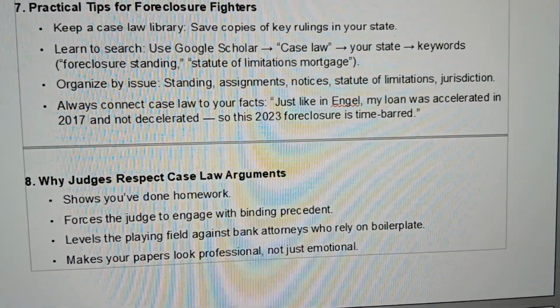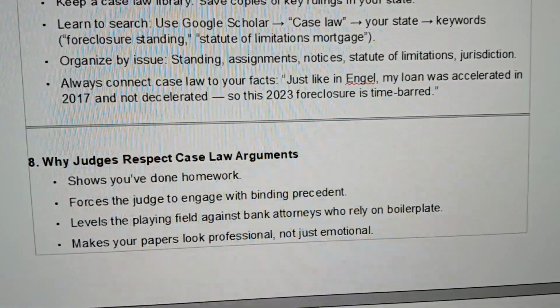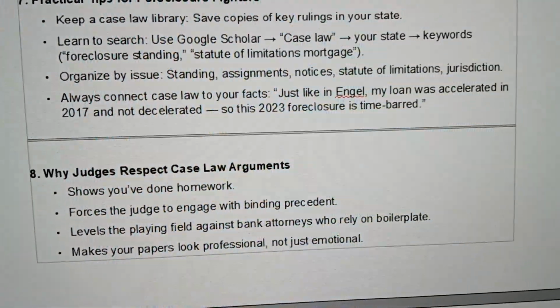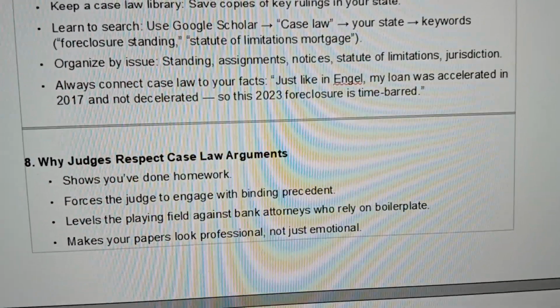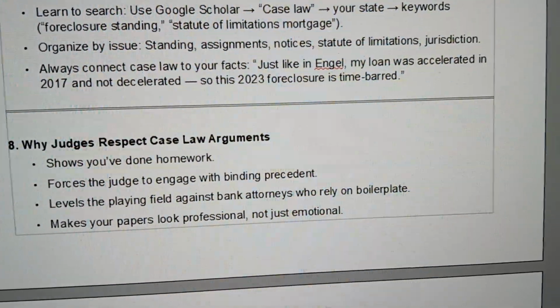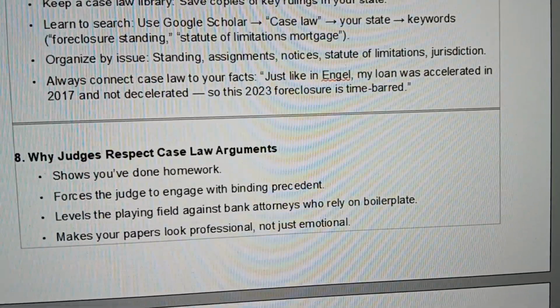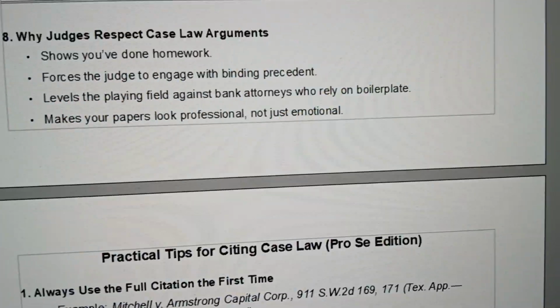Why judges respect case law arguments. It shows you've done your homework. Forces the judge to engage with binding precedent. It levels the playing field against bank attorneys who rely on boilerplate. It makes your papers look professional, not just emotional.